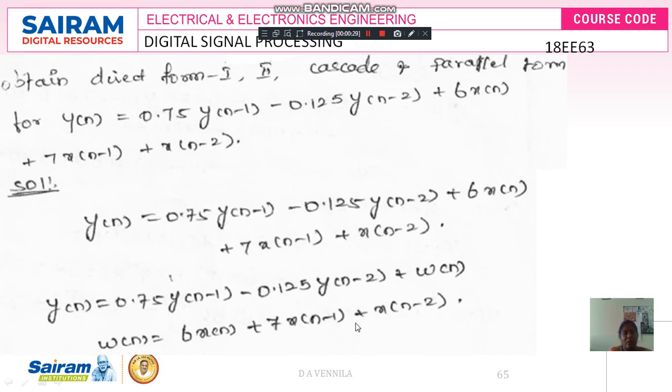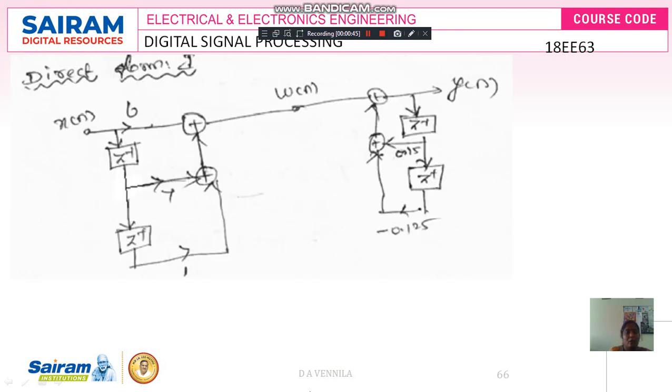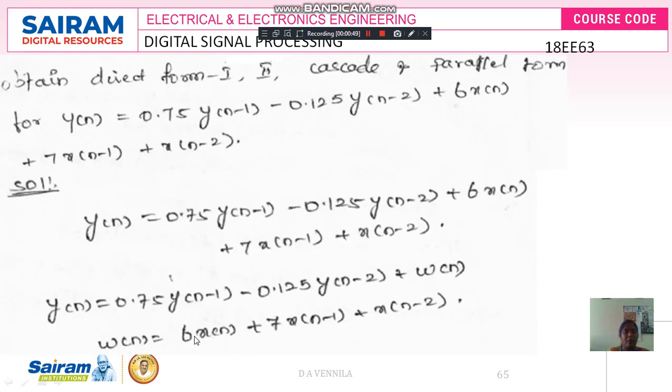So the obtained equation will be taken, and here I am not going to take the transform directly. Whatever the x values are there, I am going to take as w of z. So w of n is nothing but your output, x of n is nothing but your input. Now y of n is nothing but your overall output. Now direct form 1. So x of n is nothing but your input, w of n is your output.